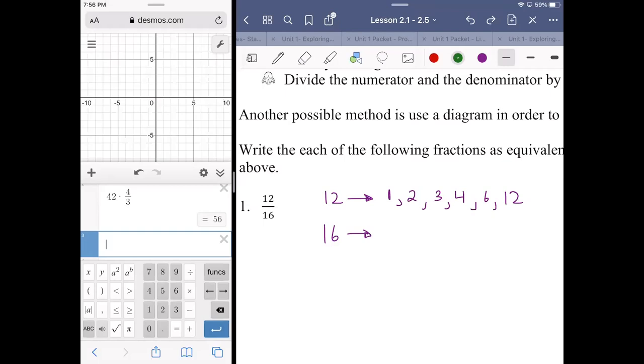All right. So I'm going to take number one, two goes into 16 evenly, three doesn't, four does, five doesn't, six doesn't, seven doesn't, eight does, but I'm at the halfway point to 16, so now I can jump right to 16, right?